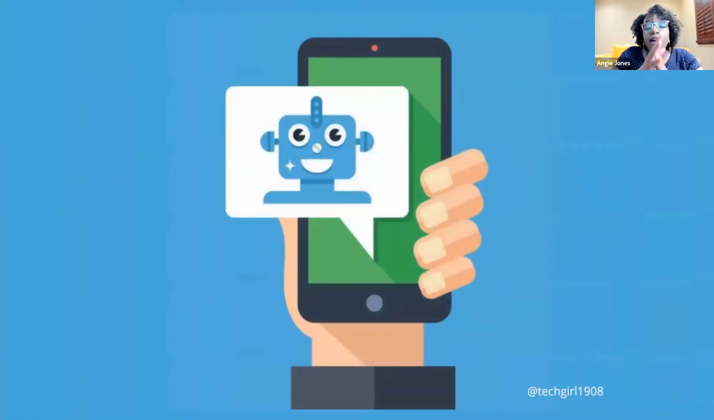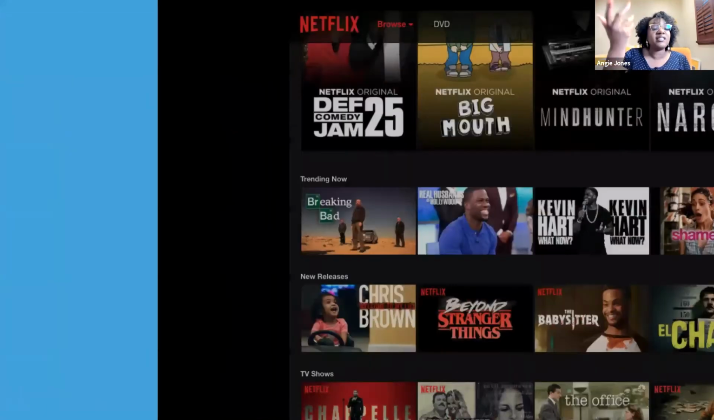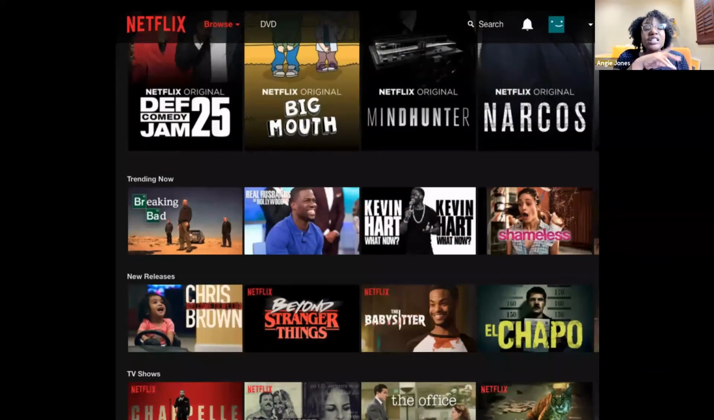So I often see people treat machine learning as just some futuristic concept when there are many applications today that employ some type of artificial intelligence. Applications that we use on a daily basis, such as Netflix. Did you know that your Netflix homepage is personalized just for you? And it's driven by machine learning.